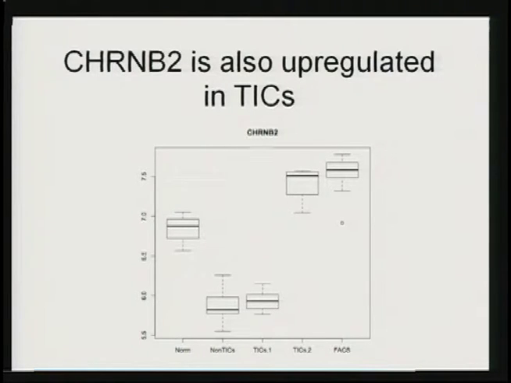And this one shows an even more interesting profile. Again, here's normal sympathetic ganglion, the non-tumor initiating cells. Here's a subtype of the tumor initiating cells that doesn't have a gene expression profile that looks like the FACS-sorted cells, and they're also low in this subunit. But both of these populations, which seem to be more representative of true neuroblastoma cells, are highly upregulated in this particular gene as well.